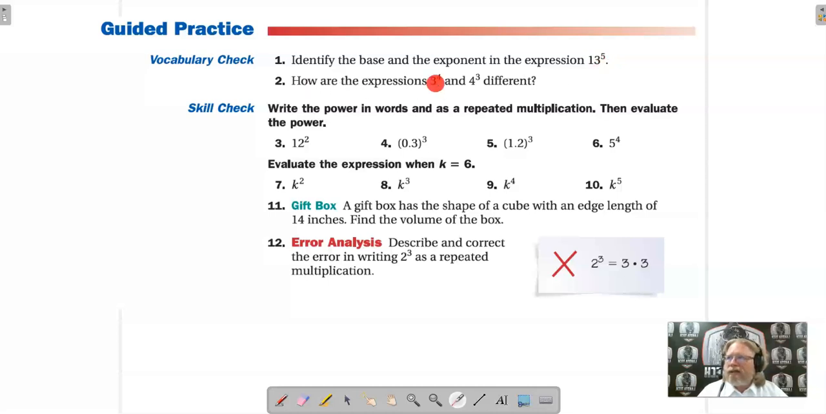How are the expressions 3 to the 4th and 4 to the 3rd different? Well, 3 to the 4th means 3 times 3 times 3 times 3, and 4 to the 3rd is 4 times 4 times 4, right? The base is 3 four times, and here the base is 4 three times. Well, we know that 3 times 3 is 9, and 3 times 3 is 9, and together those make 81. And then 4 times 4 is 16.